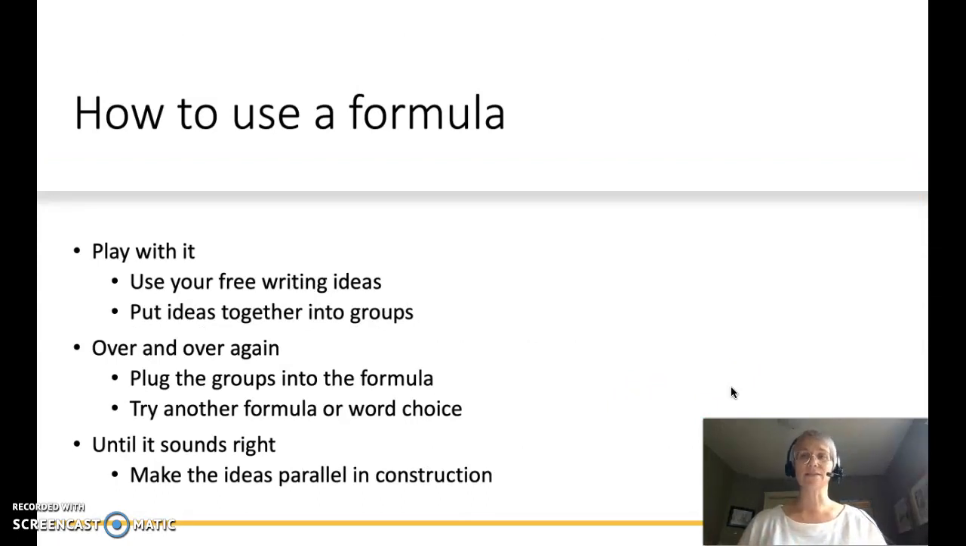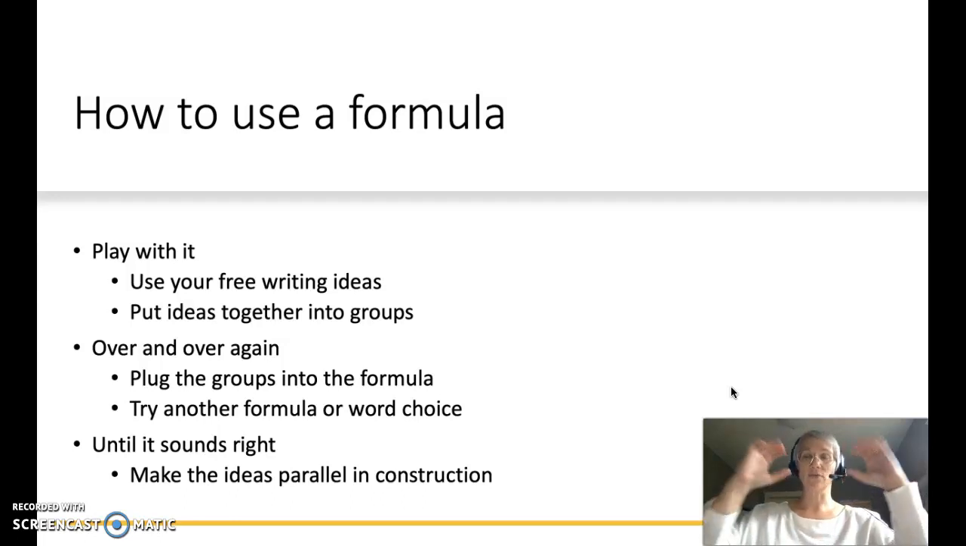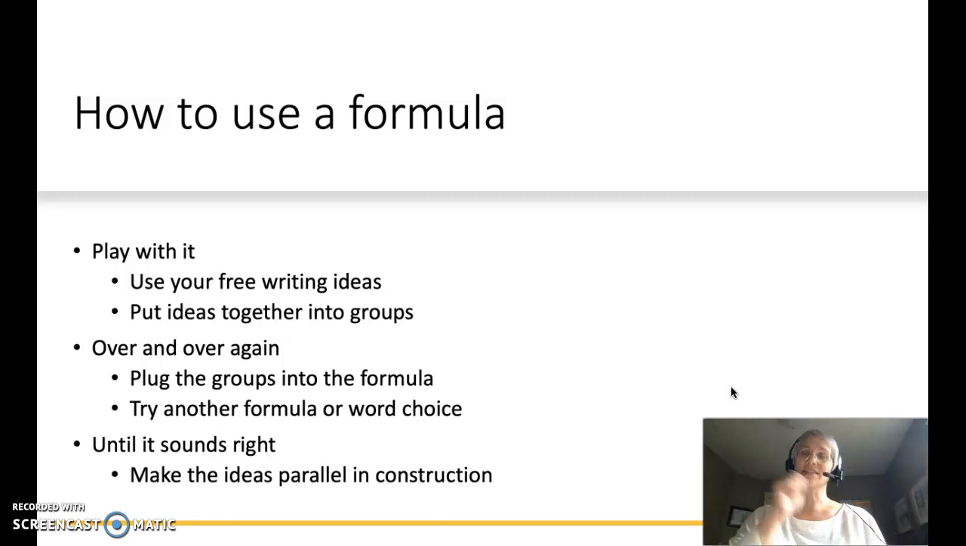Using the formula itself is fairly straightforward. You're just going to sit with a pen and a piece of paper. Ideally, I always recommend doing it on paper first. Write up the formula at the top of the page, and then just keep playing with the ideas that you have in your free writing.